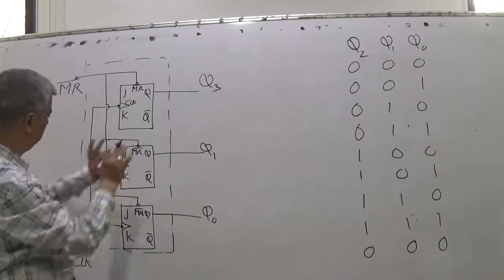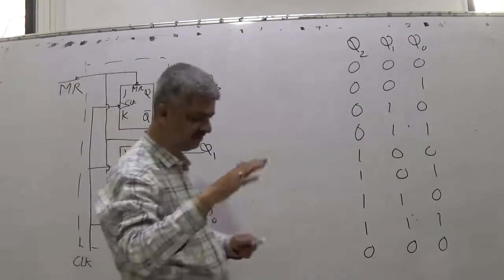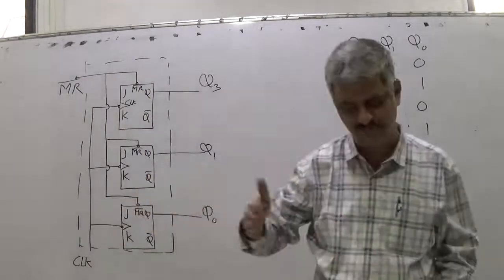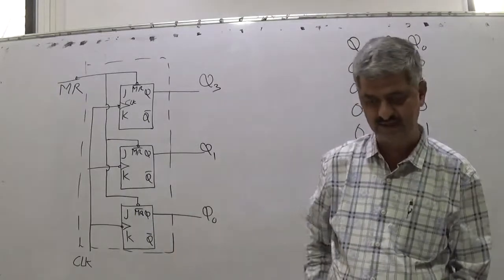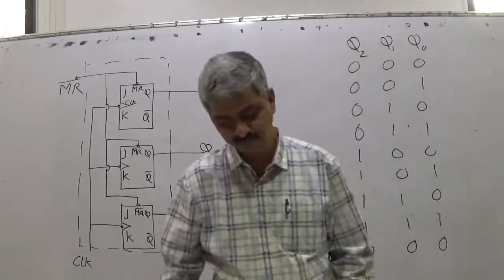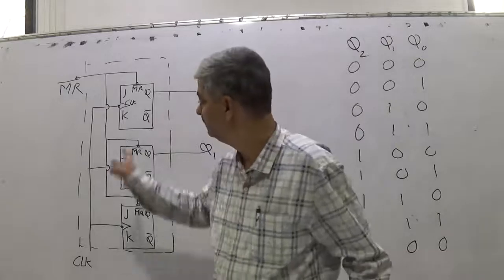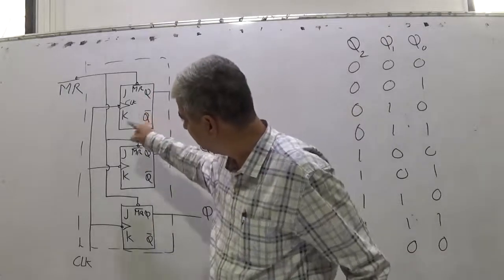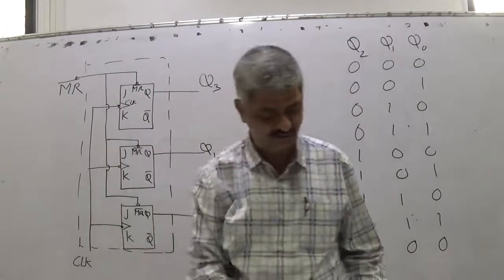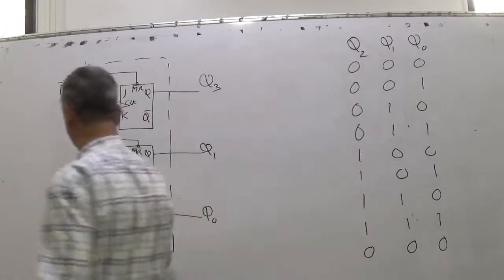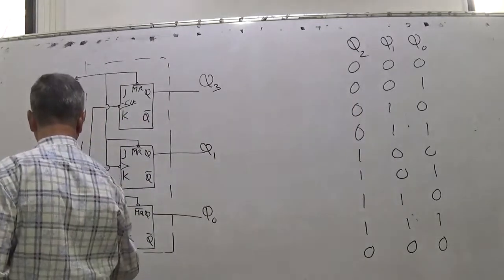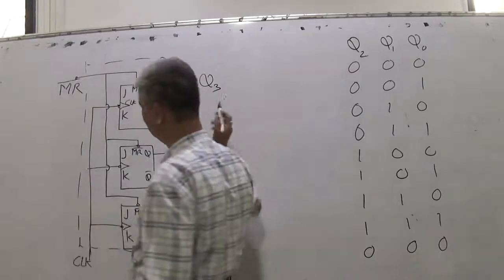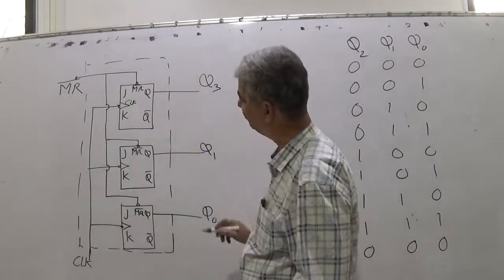So this is fixed structure. Master reset of all is brought out. Then each flip-flop's clock is made common, which is coming out as common clock, which we have to supply. Individual outputs are brought out, and they are named as Q2, Q1, Q0.